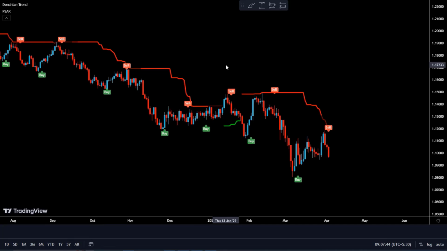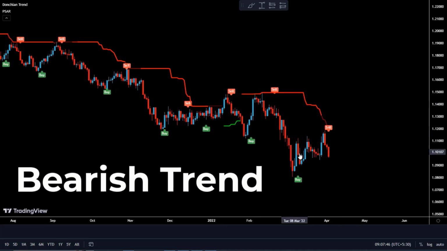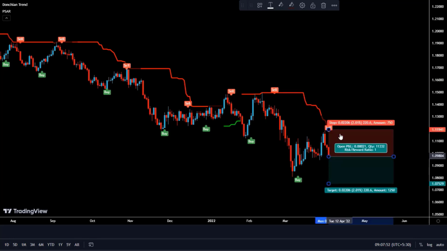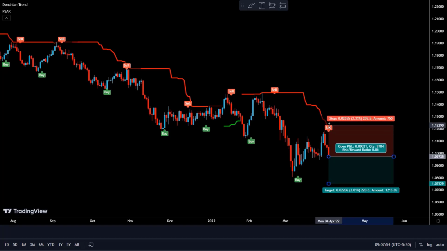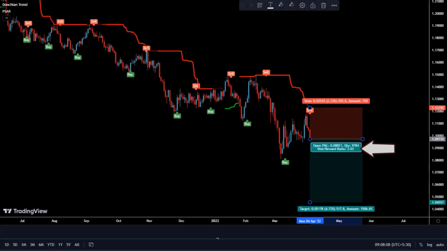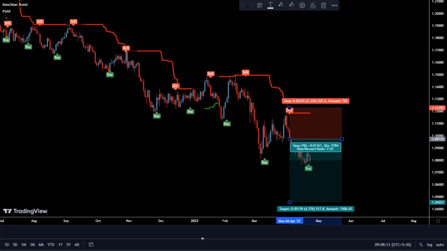For short trades, we're just going to reverse all the conditions. So first, the Donchian Trend should be colored red and the market should be trading below it. This indicates a bearish trend. Second, the Parabolic SAR indicator should print a sell signal. This indicates that the market is shifting from a short-term bullish trend to a short-term bearish trend. Okay. We're going to enter a short trade here. Our stop loss is going to go above the most recent swing high, which is the highest price point reached by the last 5 to 10 candles. For the take profit, we're going to set it at 2 times the risk. We let this trade run and it hits take profit.